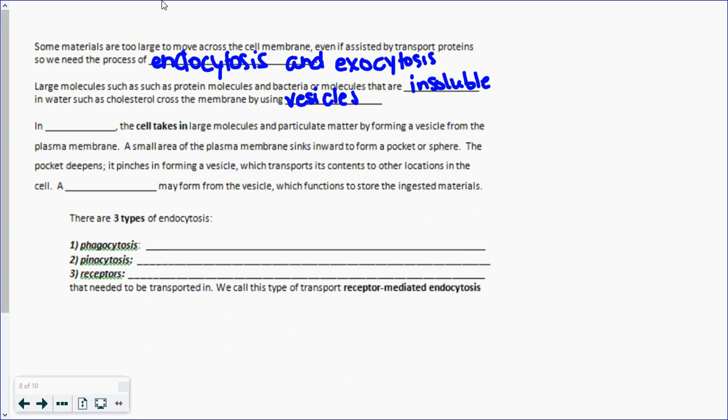So in endocytosis, so we have that up here. Endo means enter. Exo means exit.